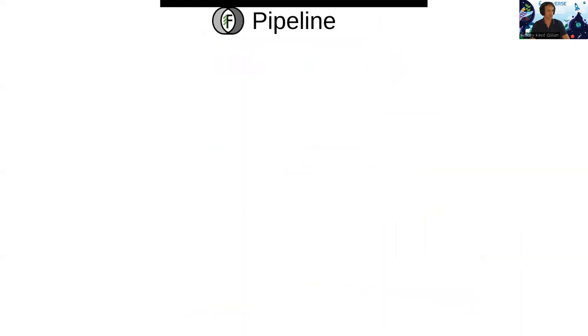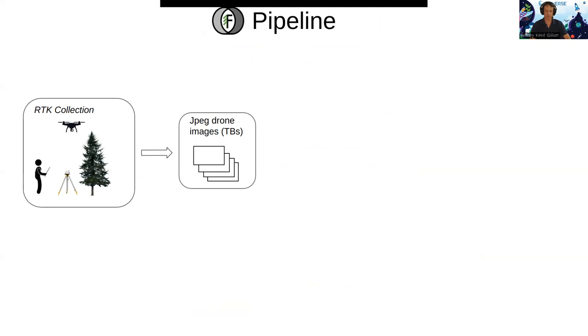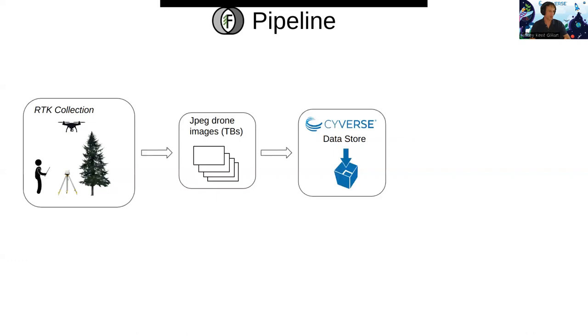So let me show you the basic pipeline of how this goes. This summer and then several subsequent summers afterward, we are going to collect a whole lot of drone imagery using real-time kinematic drones. We're going to do that over forest plots that are part of existing monitoring programs. And we're going to end up with a whole lot of imagery, terabytes and terabytes of drone imagery. We're going to take all that drone imagery and put it in the CyVerse data store, okay? And then we can port all of that raw imagery over to our cloud computer.